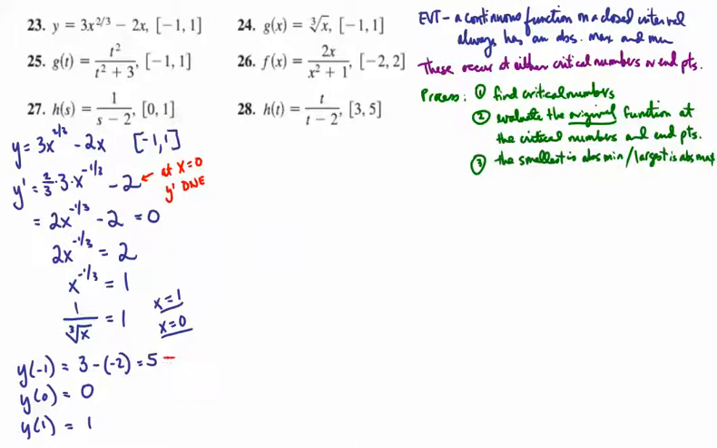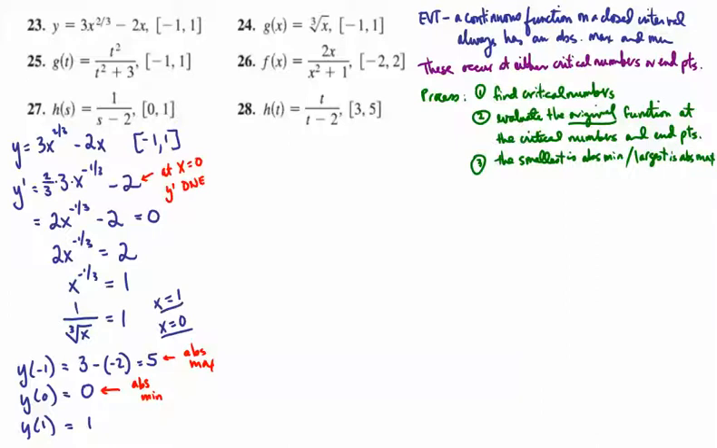And you can see that our absolute max is at x equals -1, y equals 5. The absolute min is at x equals 0, y equals 0. So you can see that that critical number 0 was very important. That's a point where the derivative does not exist. Alright, we're going to go on to the next problem, 25.